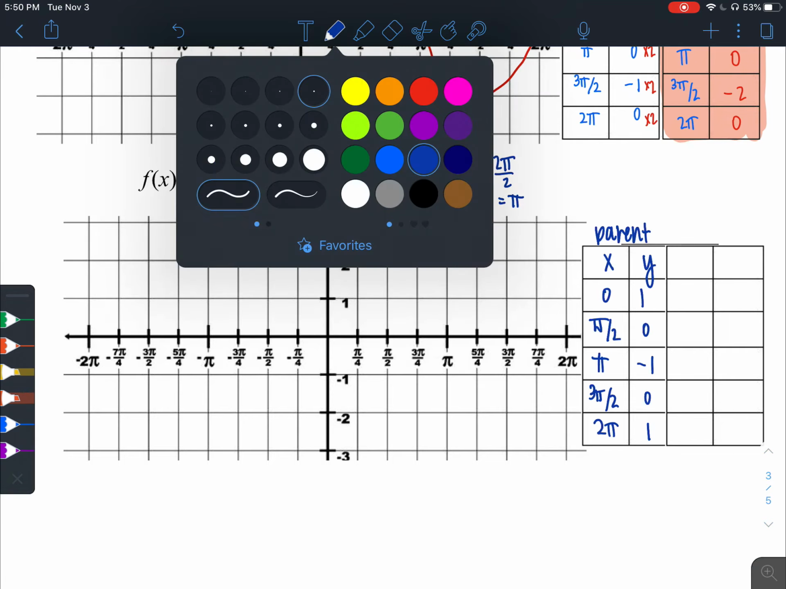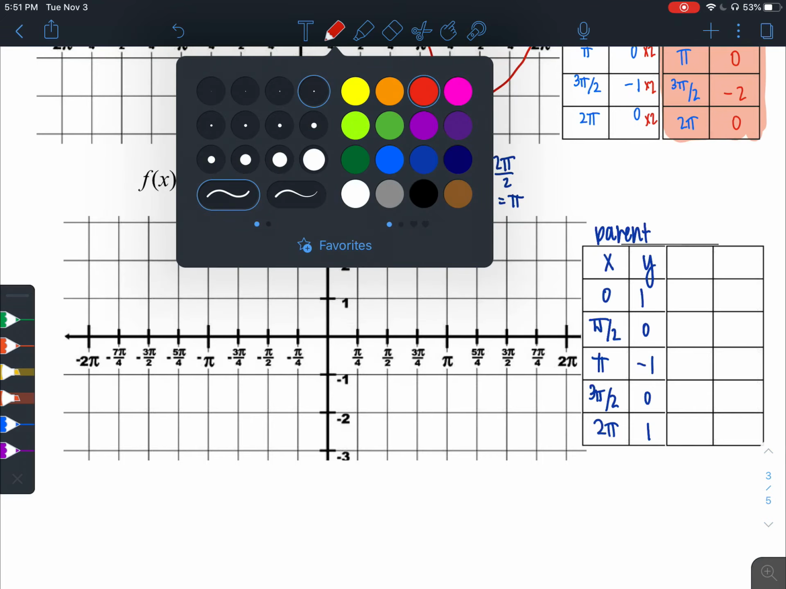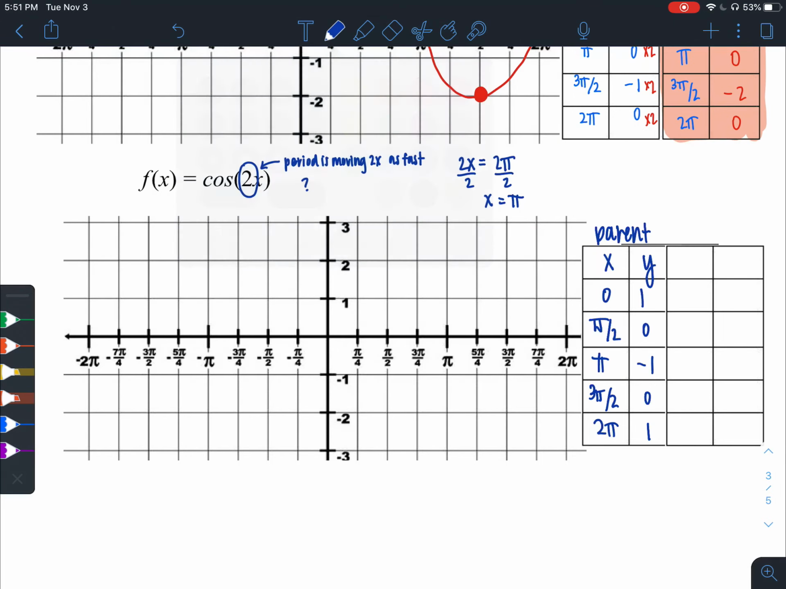Okay, so then for a transformed graph, y is going to stay the same because there's no change in y, just a change in x because it's inside the parentheses. So these are going to stay the same.